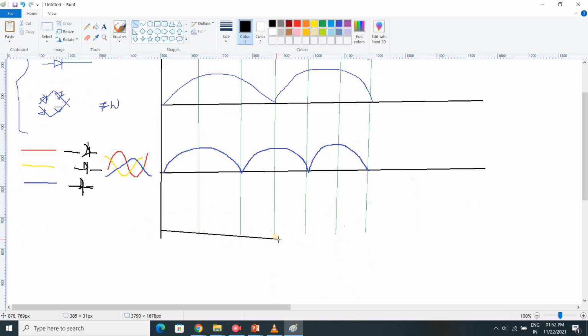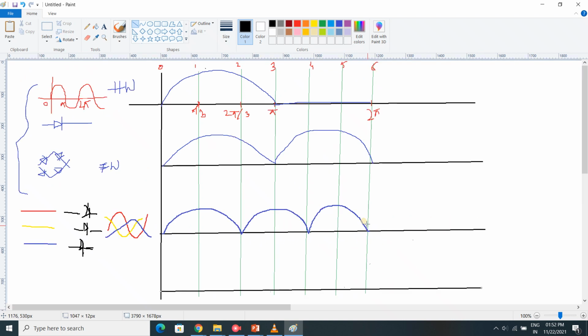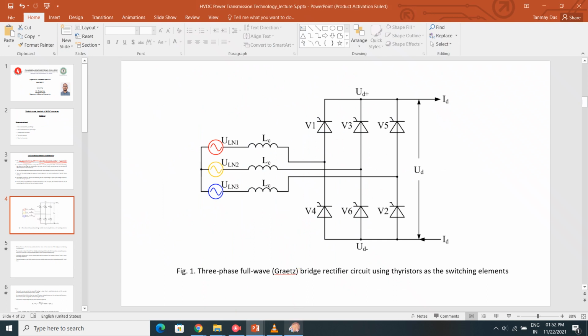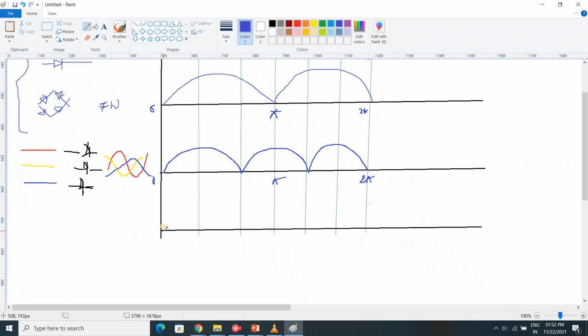Okay, now comes the 6 pulse. Now once we are using 6 pulse, remember this is 0, this one is 0, this is 0. This is pi, this is 2 pi. Same here, pi and 2 pi. Now for 6 pulse we are using 6 combinations of thyristors. So obviously our rectification will be like this: 2, 3, 4, 5, 6.